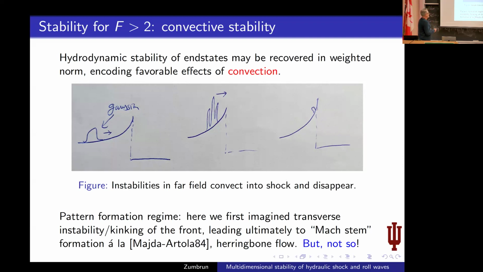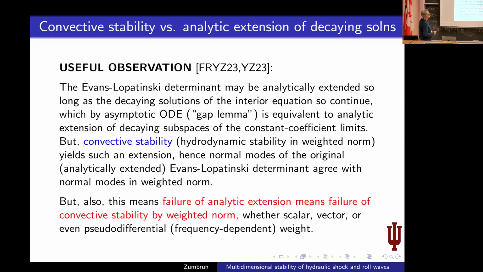All right. And now, this is the hydrodynamically unstable regime. That's where patterns can be expected to form. We're kind of hoping for this herringbone. How could it happen? We thought maybe there would be a kinking of the front, something like Maida and Artola looked for in detonation, and this would somehow break apart into herringbone. But this is not at all what happened. So this is very funny to me.